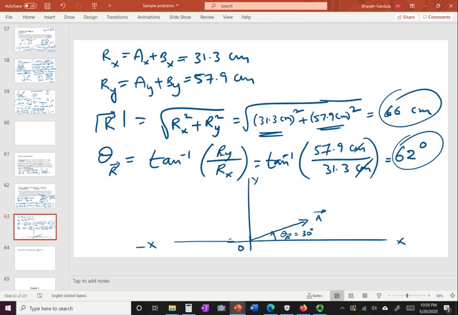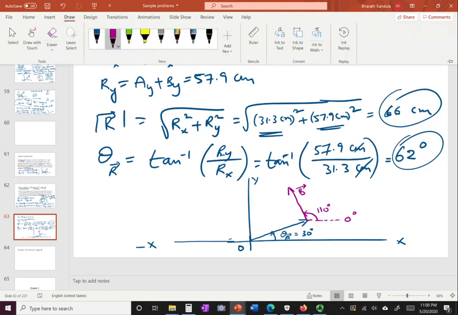Now vector B is 110 degrees and 35 centimeters. So let's say that's vector B, and this is the x-axis at 0 degrees. This should be 110 degrees. I'm drawing a rough diagram, but when you're sketching this on graph paper, you must use a protractor to measure 110 degrees. Now the resultant, I'm using the tip-to-tail method.